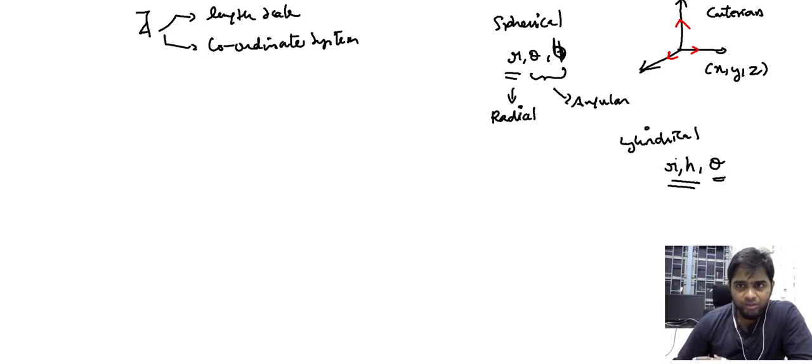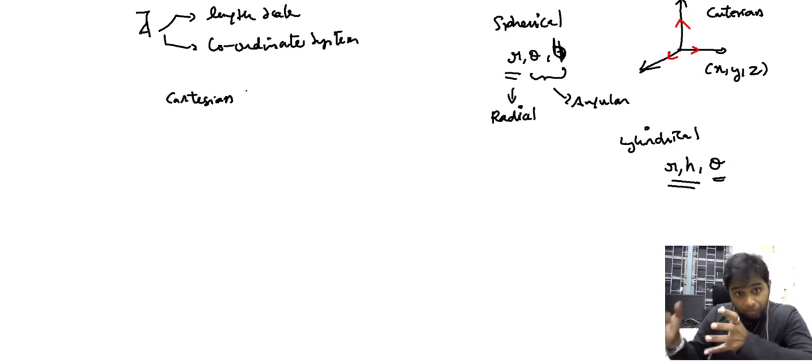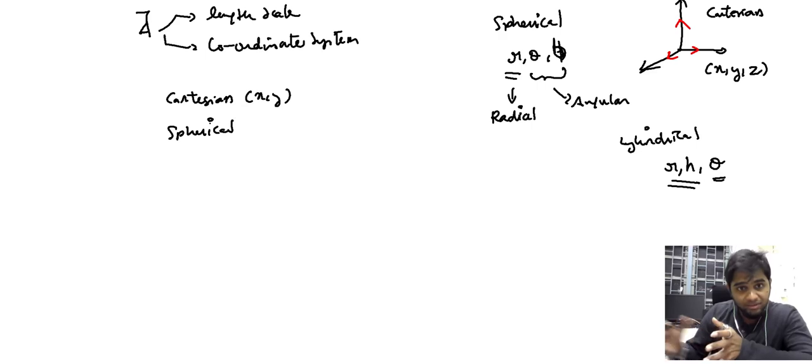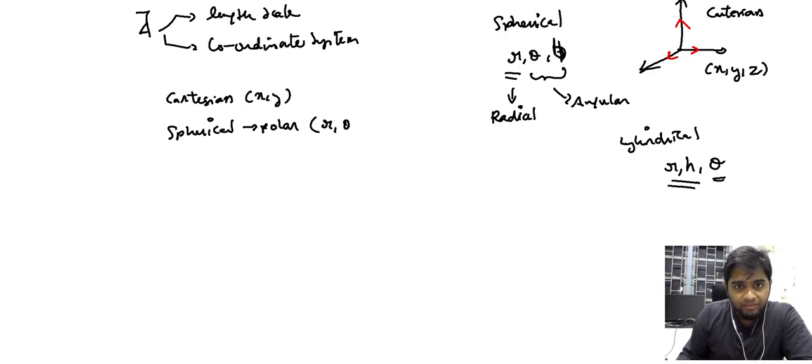Now let us try to relate the Cartesian and the spherical coordinate system in the two-dimensional case. Any point in a two-dimensional space using the Cartesian coordinate system can be represented by x and y. In the case of the spherical coordinate system, when we limit ourselves to two dimensions, this is referred to as the polar coordinate system, and the coordinates that we need are r and theta. Since we have been looking largely into the Cartesian coordinate system, let us see how we would describe a point in a two-dimensional space using the polar coordinate system.